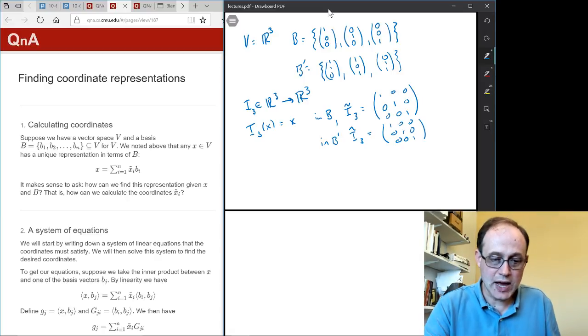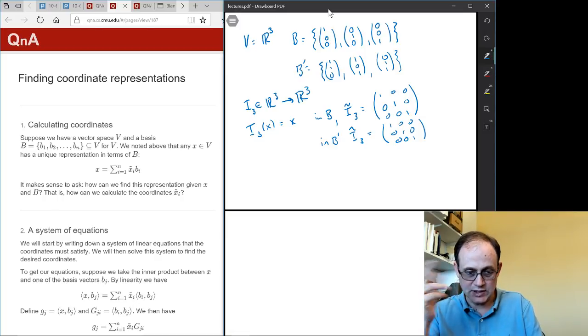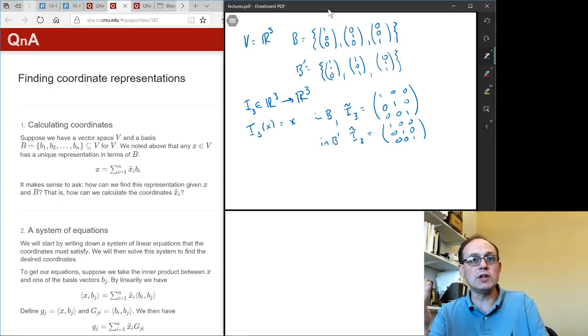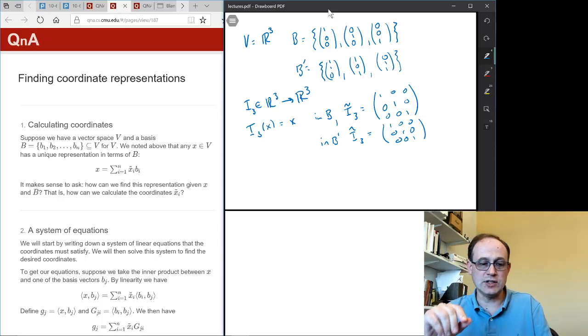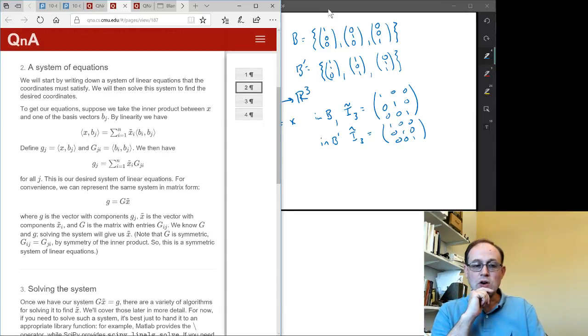Okay, so we have our vector space, and we know that every vector x has a unique representation as a linear combination of the basis vectors. And so what we want to do is calculate what the coordinates are in this representation. In order to find those coordinates, what we're going to do is write down a system of linear equations that the coordinates have to satisfy.